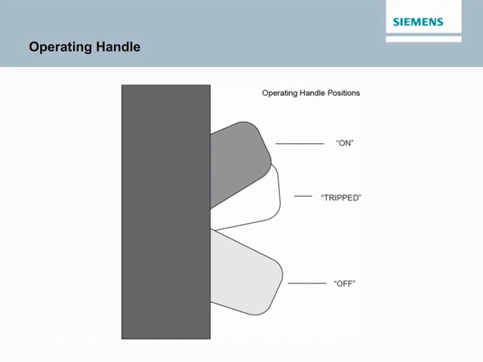There are three positions of the operating handle: on, in which the contacts are closed; off, in which the contacts are open; and tripped, in which the mechanism is in the trip position and the contacts are open. If a circuit breaker trips, once the fault condition has been corrected, the circuit breaker is reset by moving the handle to the off position and then to the on position.